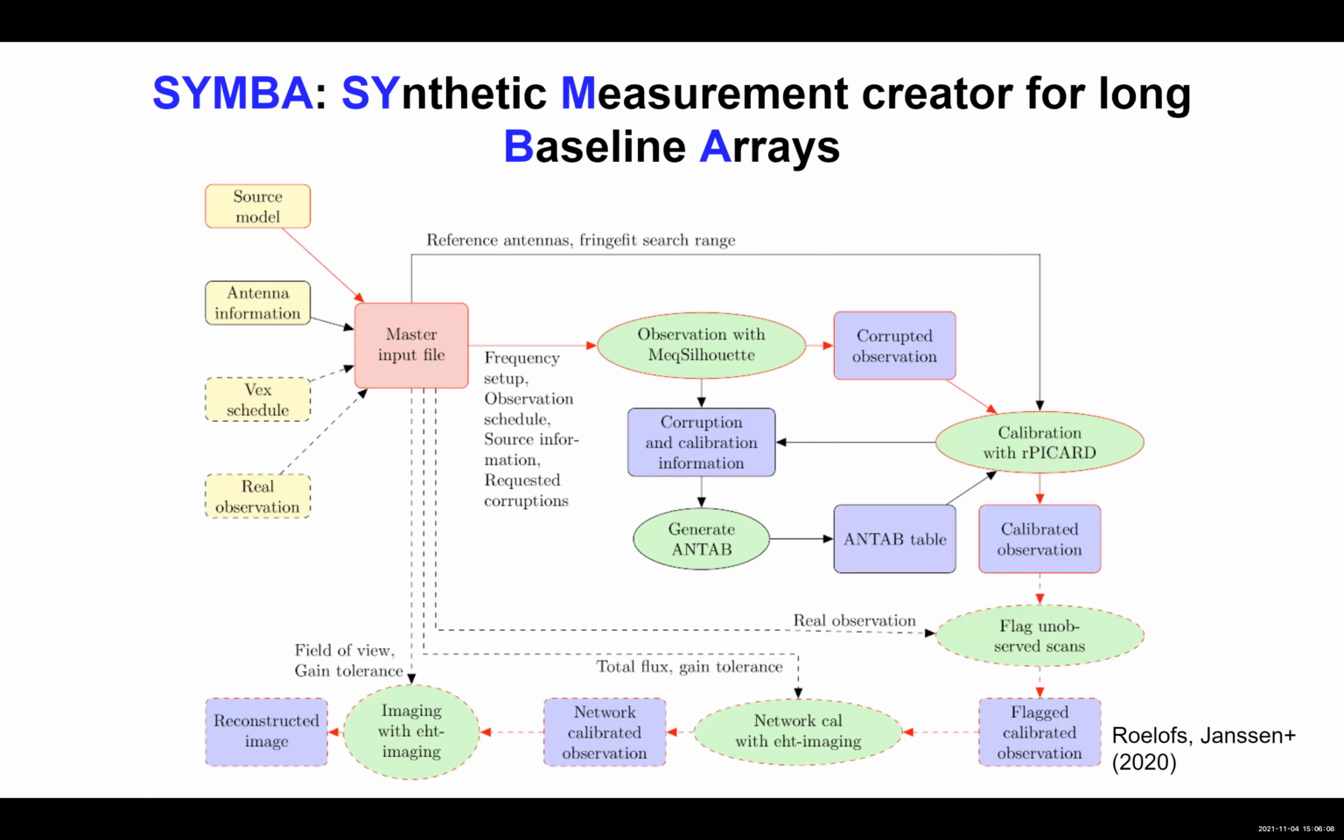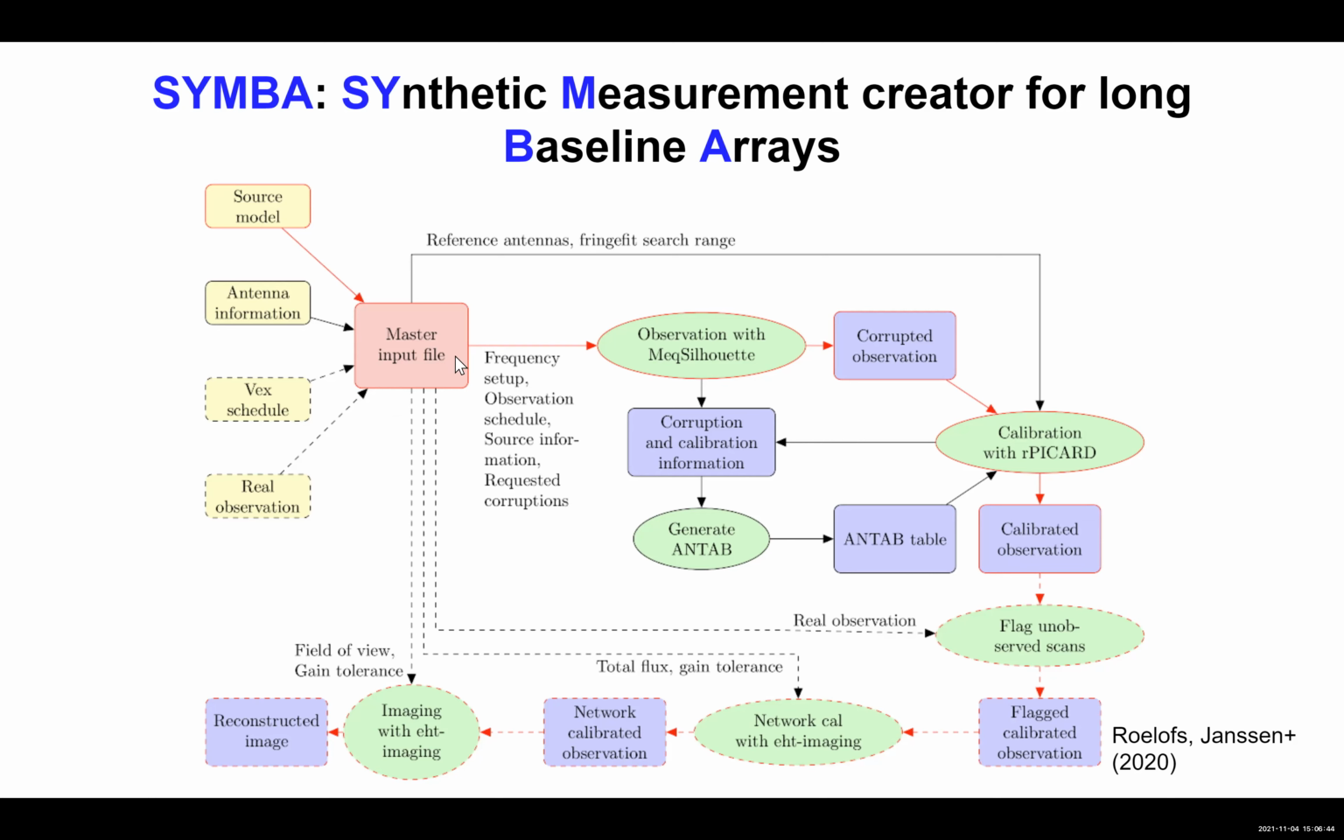So this is just an overview of what happens in the code. The red box here is the master input file, and that really contains all the parameters needed to simulate an observation. And it points to these other files here in yellow, which are your source model, the antenna and weather information, the observing schedule, and you can also put in an actually observed observation so that you can recreate the UV coverage exactly.